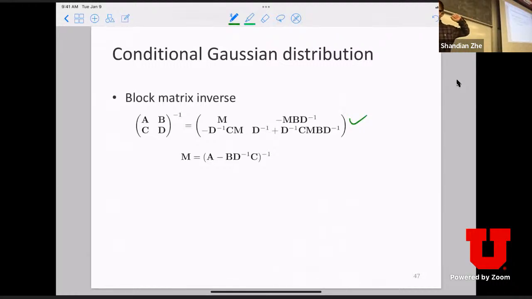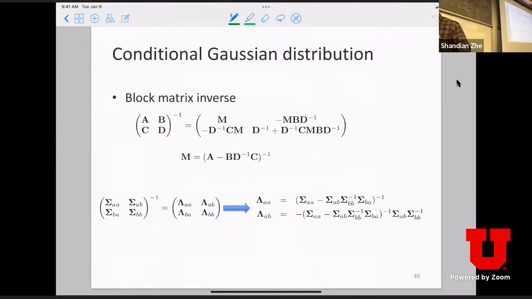If I block a matrix in this way and this matrix is invertible, then you can partition the inverse in the same way, and each block can be represented in these formulas. If you apply this, we can immediately get lambda AA here as sigma AA subtracted by sigma AB, sigma BB inverse, and sigma BA. It's kind of like a clockwise rotation. Lambda AB, of course, has a more complex form, but it's just a straightforward application of this.